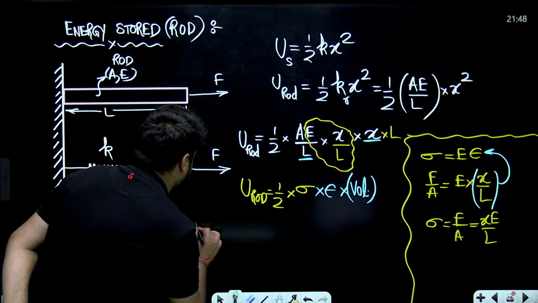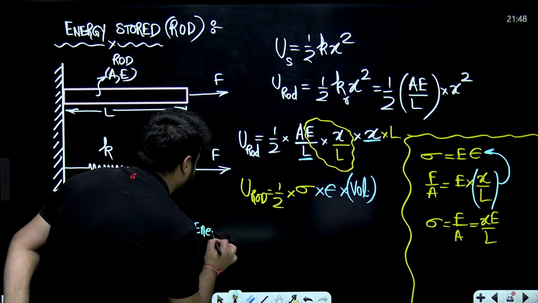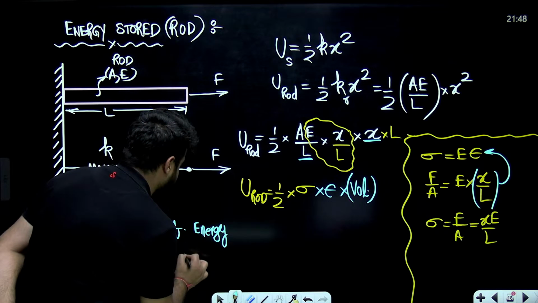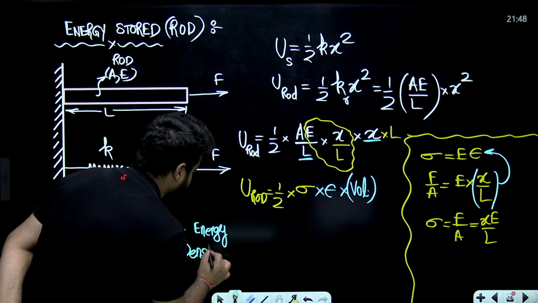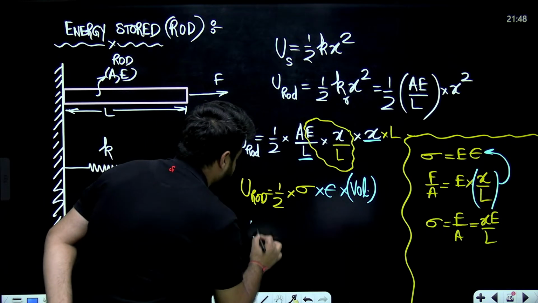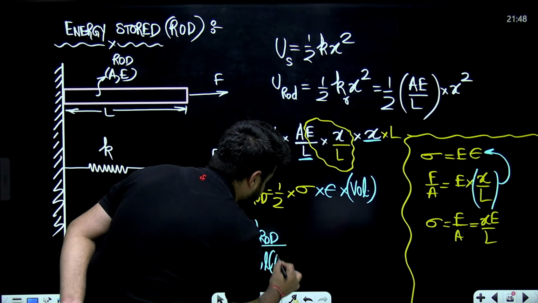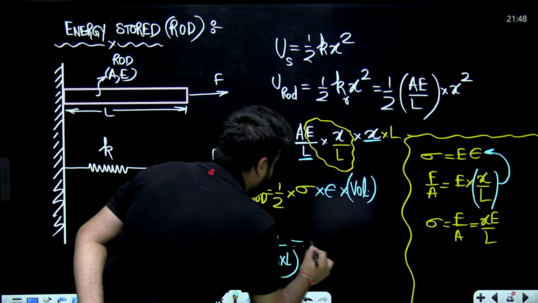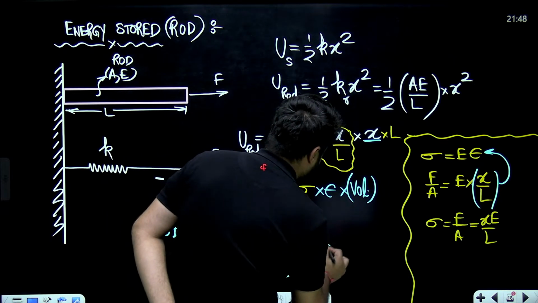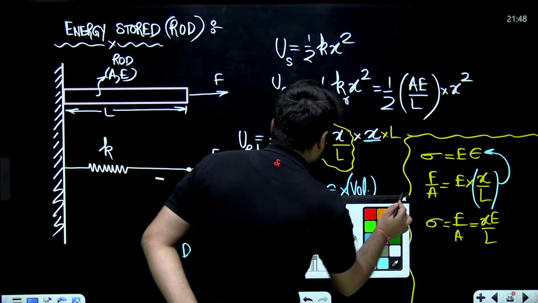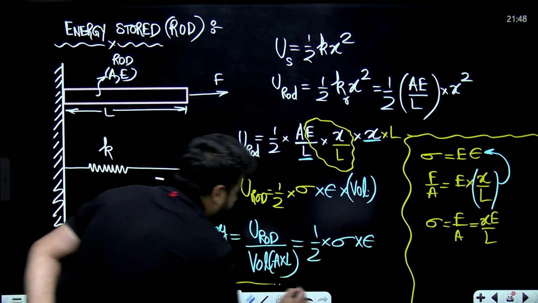You know what is energy density? Or you can say very clearly, potential energy density. That is the potential energy of the rod divided by its volume, which is A into L. It is equal to half of the stress into strain inside the rod, and that is what I want to prove to you.